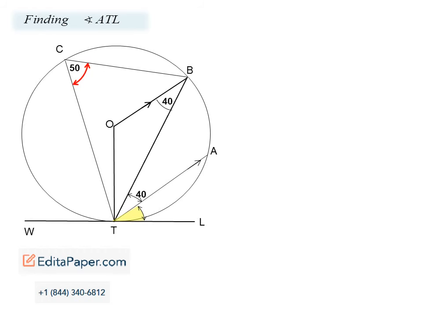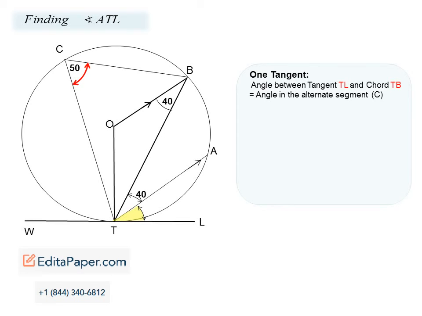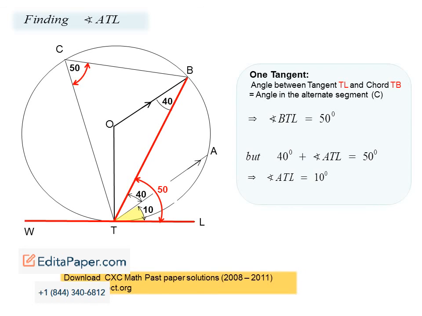Let us now find angle ATL, as shown highlighted in yellow. To do this, we recognize that the angle between tangent TL and chord BT is equal to the angle in the alternate segment, which is the angle at C, and therefore the angle BTL is equal to 50 degrees. We already know a portion of that angle as 40 degrees here. Therefore, the remainder of that angle, which is unknown, ATL, is equal to 10 degrees. And that's all there is to it.